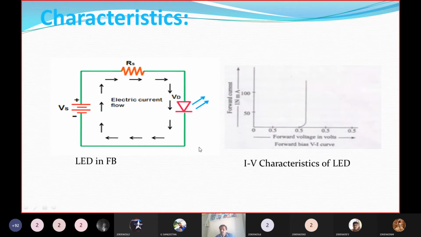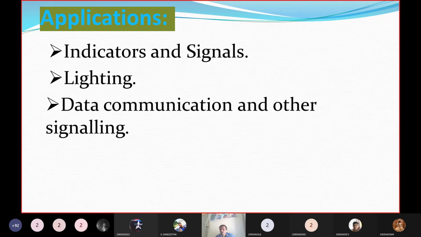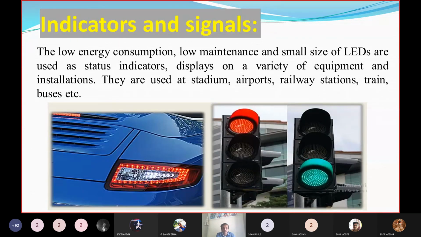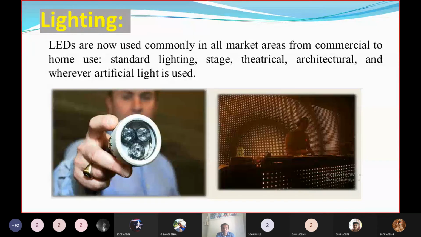Now coming to some applications of LED. It can be used as indicators and signals. We will discuss deeply what the indicators are and how they are used in signals. Lighting also we will discuss, and data communication and other signaling, in the next class. So these are the applications of LED.